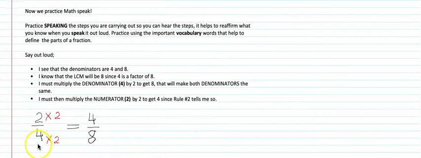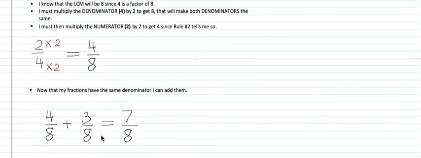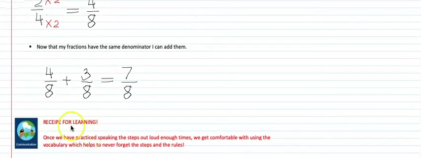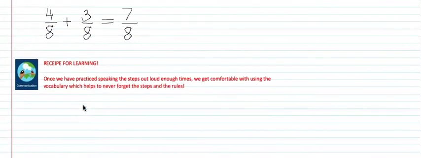So once again, I have the denominator 4 and I multiply it by 2. I must also multiply the numerator by 2 to give me an equivalent fraction, 4 over 8. Now that my fractions have the same denominator, I can add them. 4 over 8 plus 3 over 8 equals 7 over 8.